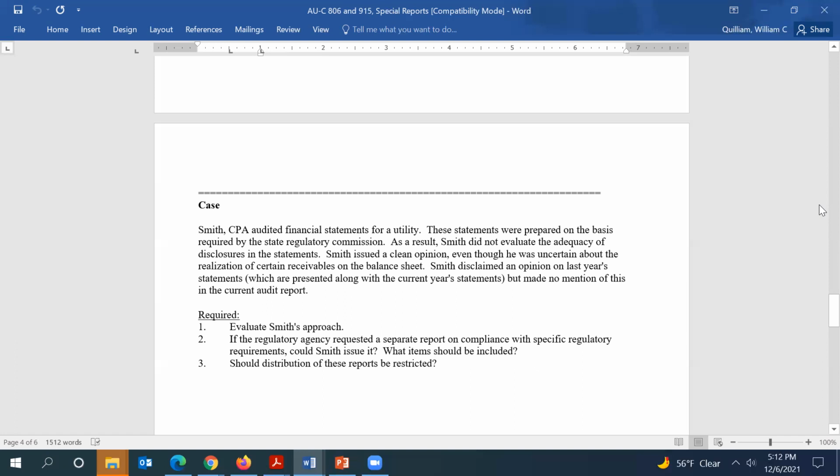Obviously, Smith needs to make sure it's in there. Smith issued a clean opinion, even though he was uncertain about the realization of certain receivables on the balance sheet date. It means that for these customers paying, Smith wasn't sure if they were really going to pay or not, or if these were bad debts. So if Smith has not cleared up this question by the end of the audit, Smith is left with the scope limitation. This could result in either a qualified opinion because of scope limitation, or if bad enough, a disclaimer of opinion.